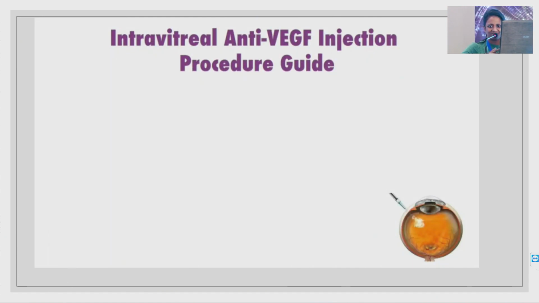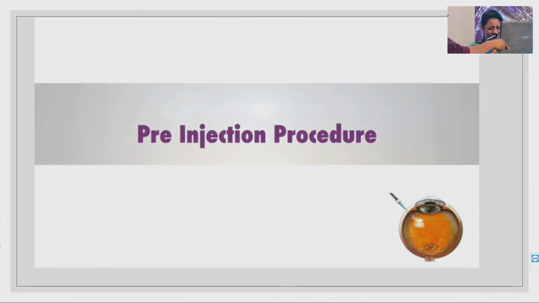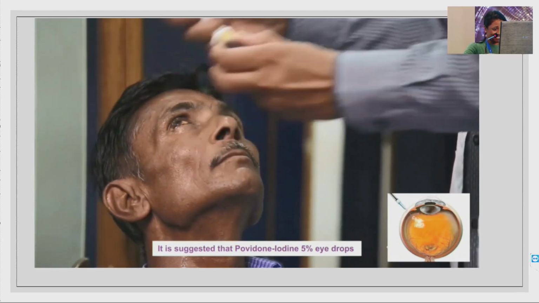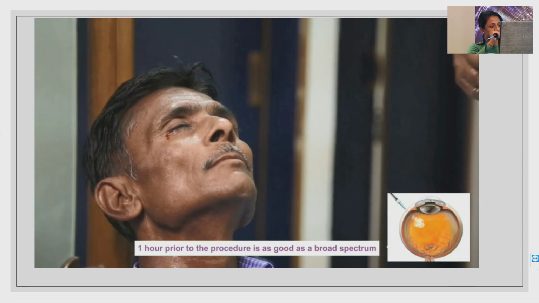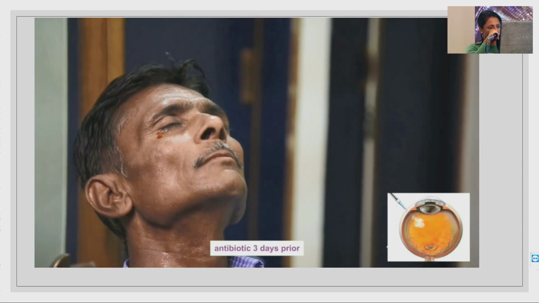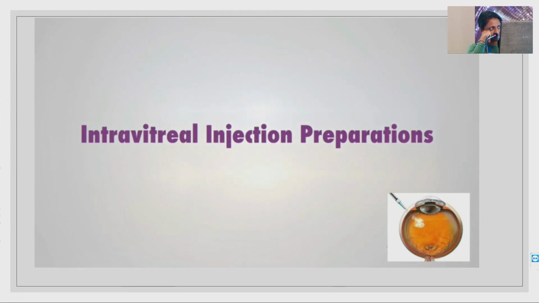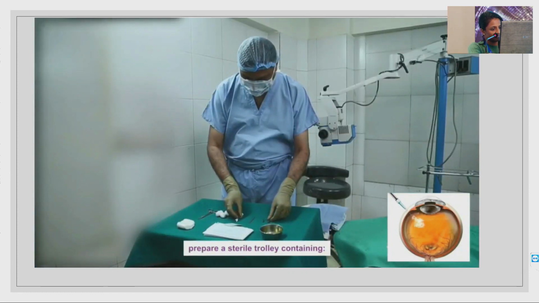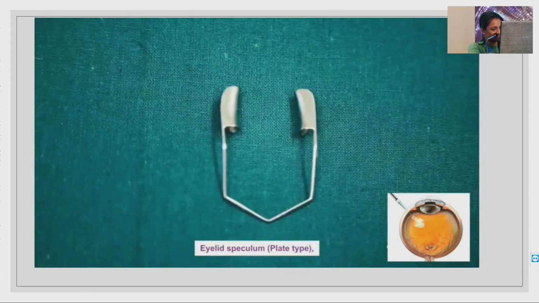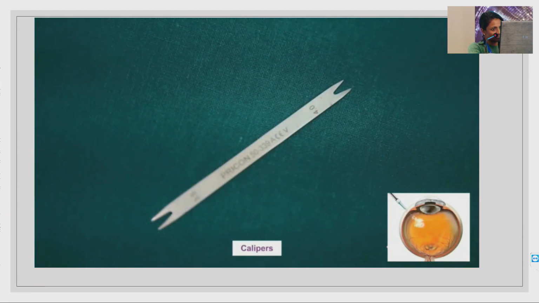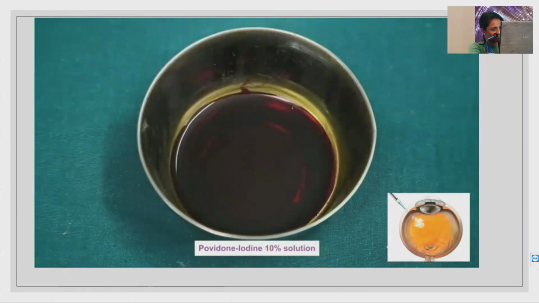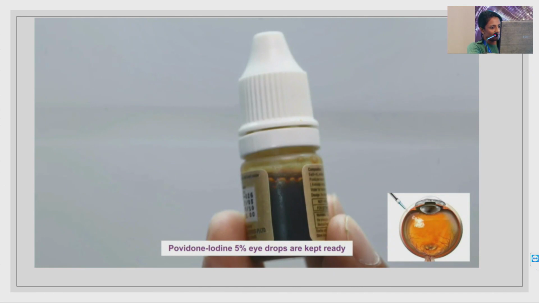Intravitreal anti-VEGF injection. Pre-injection, it is suggested that Iodine 5% eye drops 1 hour prior to the procedure is as good as a broad spectrum antibiotic 3 days prior. Intravitreal injection preparations. Under all sterile and aseptic precautions, prepare a sterile trolley containing eyelid speculum, plate type, calipers, cotton-tipped applicators, cotton swabs, eye pads, povidone iodine 10% solution. Povidone iodine 5% eye drops are kept ready.